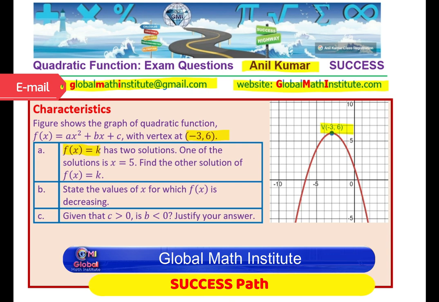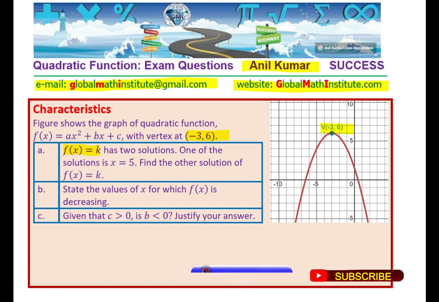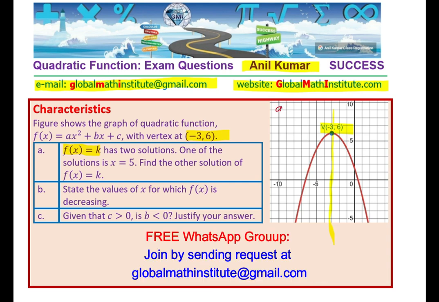Now let's look into the solution of A, which is: for the given quadratic function, f of x equals k has two solutions. One of them is x equals 5. Find the other solution. How will you solve this? Well, as you know, the parabola, which is the graph of a quadratic function, is symmetric about the axis. Now, here, what is the axis of symmetry? Well, the axis of symmetry is x equals the x value of the vertex, which is -3.